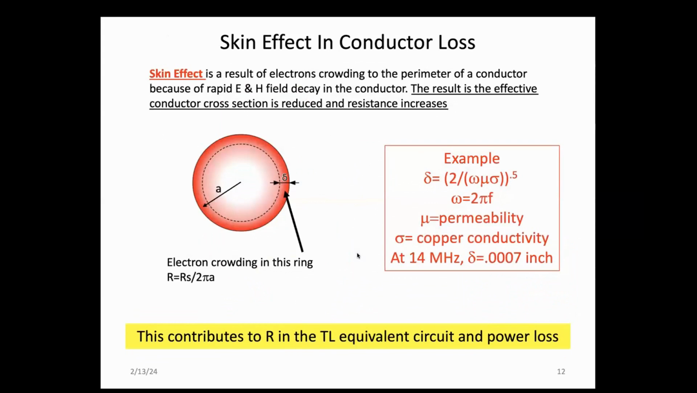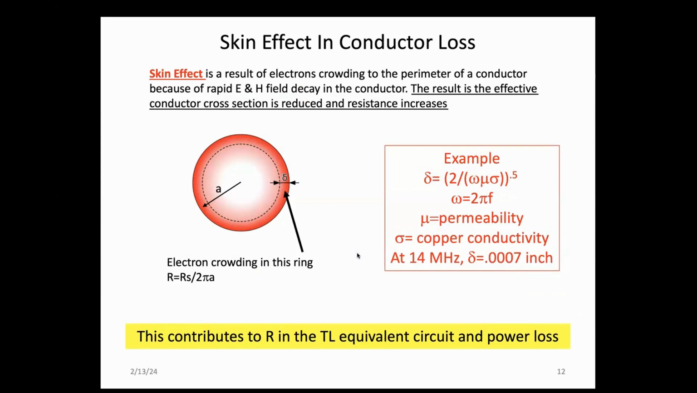Skin effect. Skin effect for RF fields is a result of the electrical current crowding in this perimeter going into the conductor roughly a couple of skin depths, delta. And it turns out that the electric and magnetic fields are 0 inside the conductor. They only reside outside of this conductor.